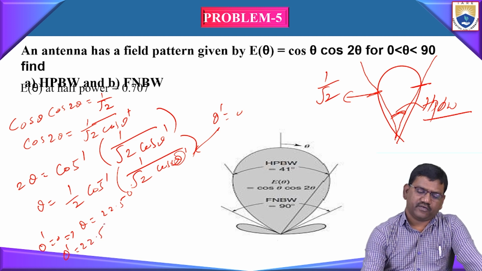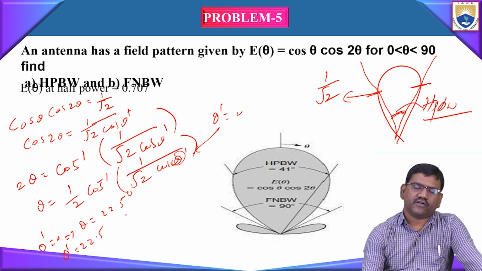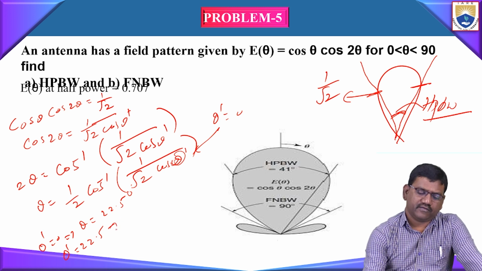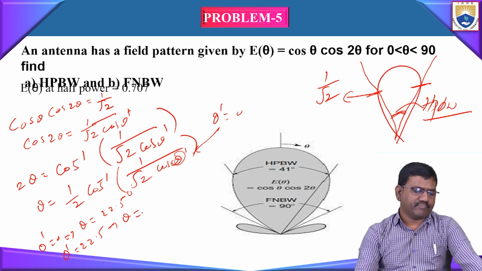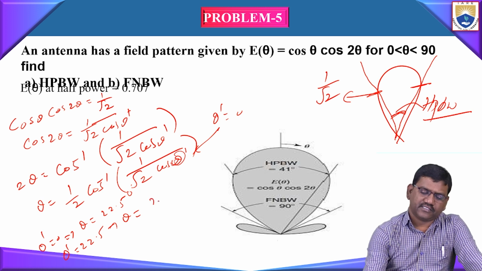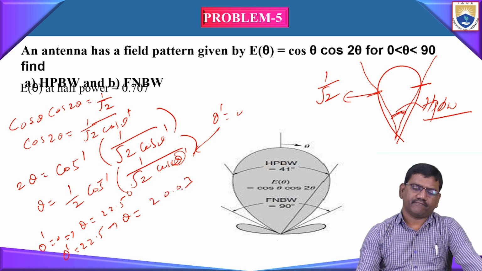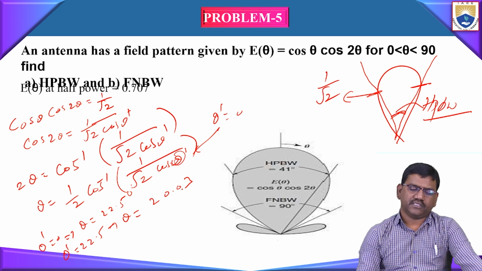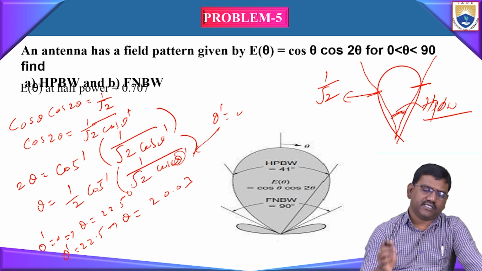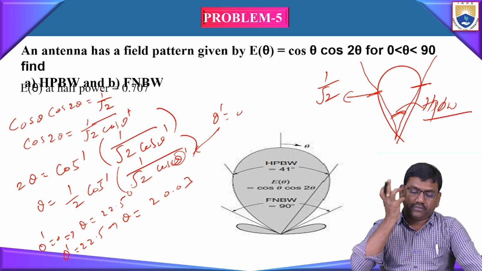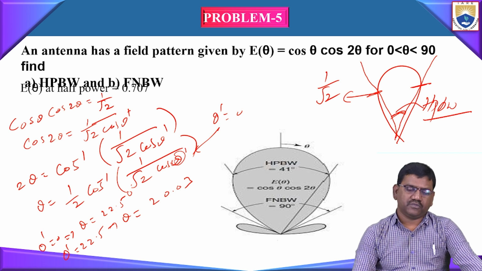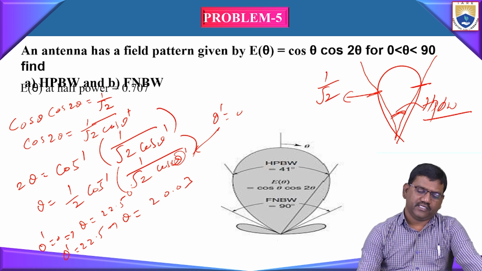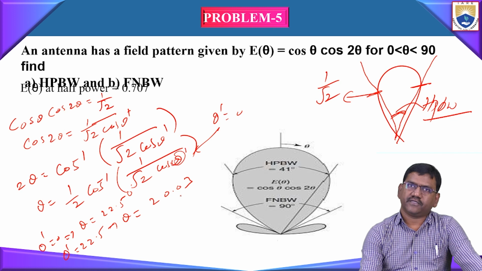Theta dash as 22.5. So now for theta dash is 22.5, what is the value of theta? You will get the value of theta as 20.03. Here cos 2 theta is equal to 1 by root 2 into cos theta dash. So here we got theta is equal to 20.03.